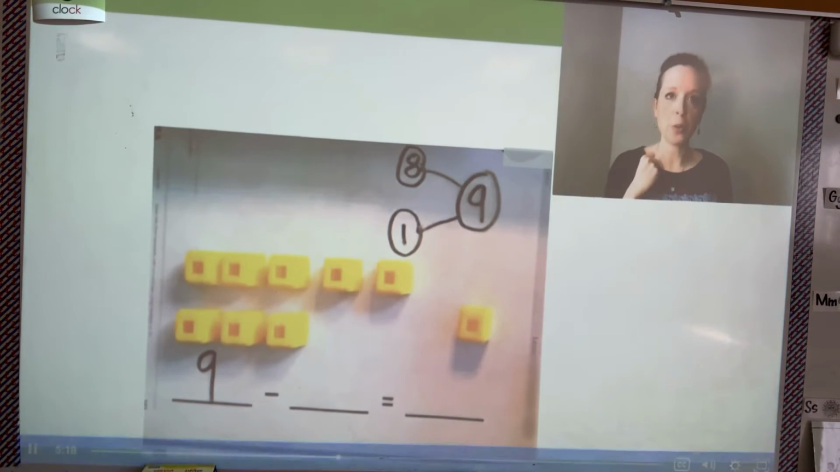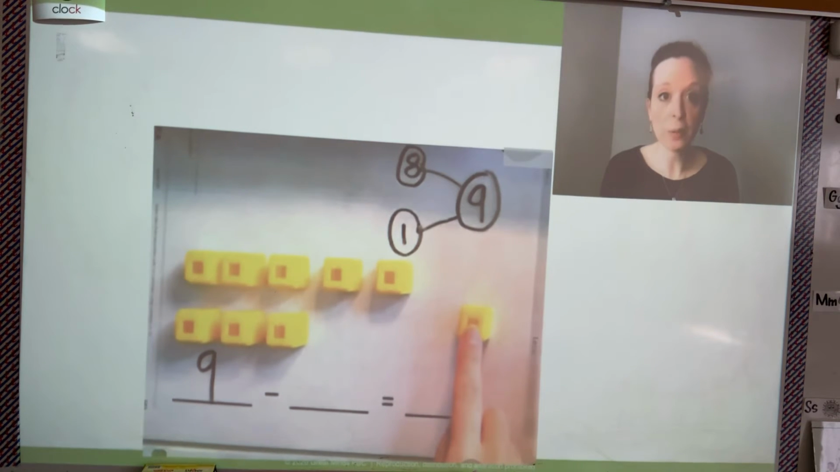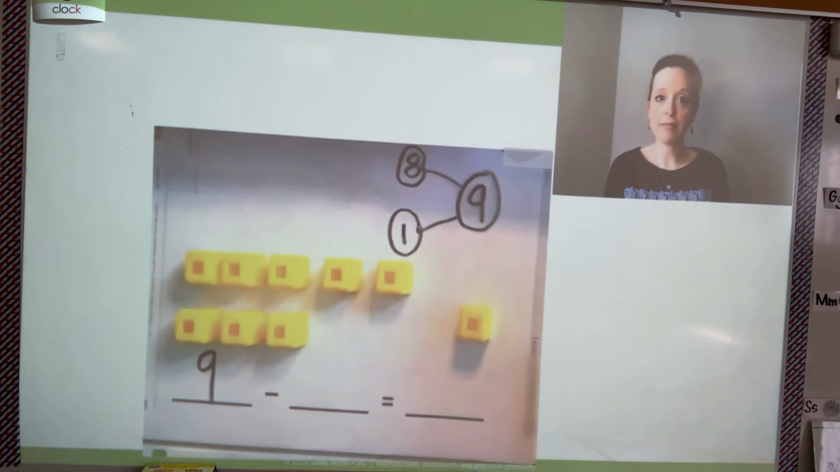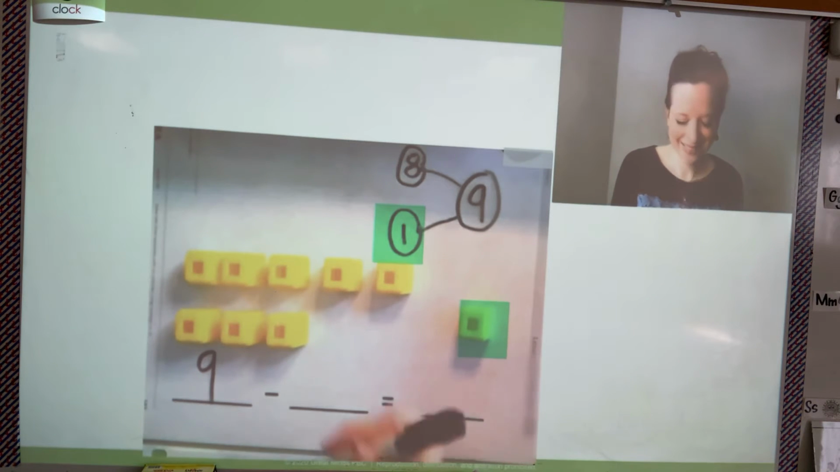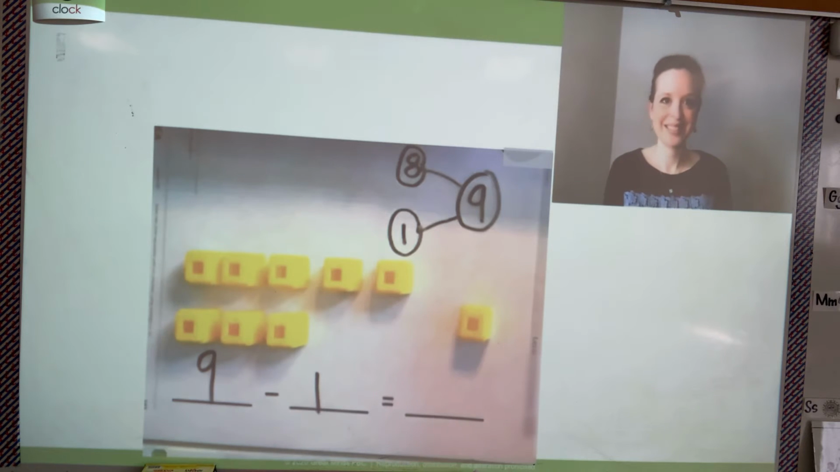I'm thinking about our story, and I can even see it here with my cubes. How many bears went away? Show me with your fingers. Oh, we just did that. That's right, only 1 bear went away. So we'll write 1 in the next blank. Now here's our equal sign. Equals means is the same as. 9 take away 1 is the same as or equals what?